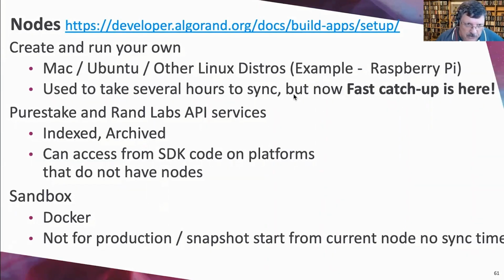And then nodes, you can build your own. You do it on Windows now too, as well as Linux, Ubuntu and Mac. And then also PureStake and Rand Labs have fully indexed, fully archived nodes that you can access from SDK code and on platforms that do not have nodes, like a mobile device, for example. If you wanted to invoke a call to the Algorand blockchain, you can do that by talking to one of these stand-up services. And then you've got Sandbox, which is a Docker instance, not typically for production. It takes a snapshot from the current node and does a fast catch up, and there's no sync time.